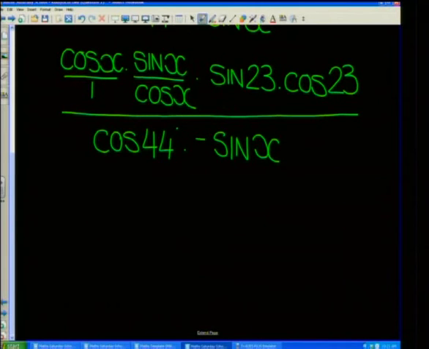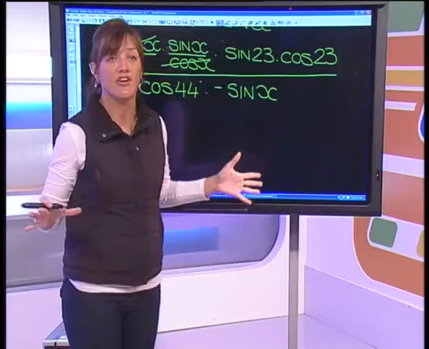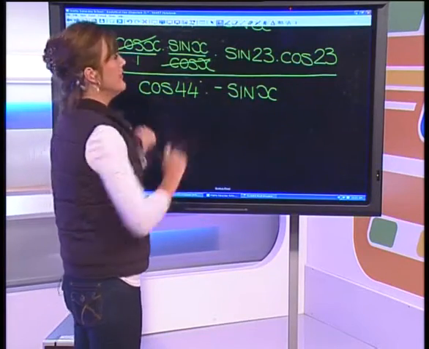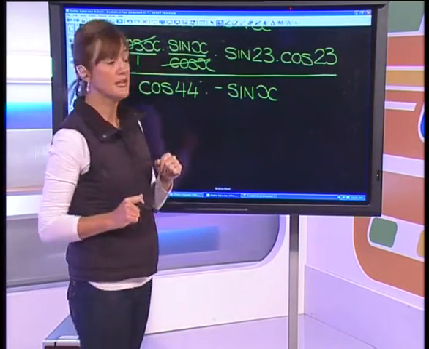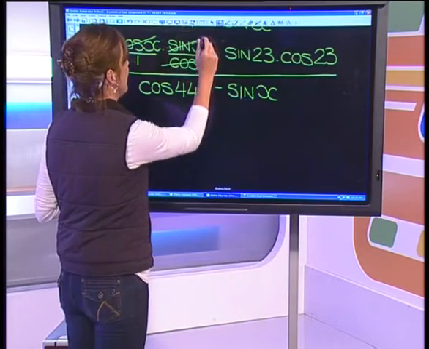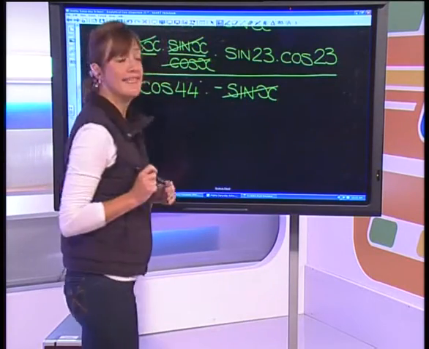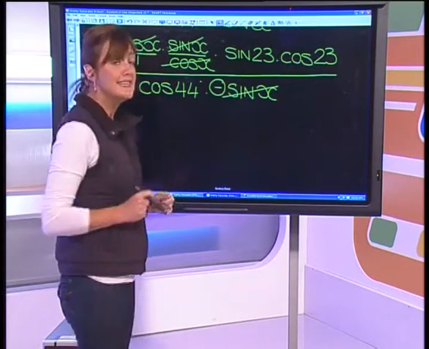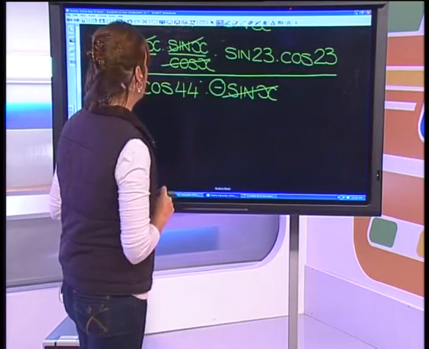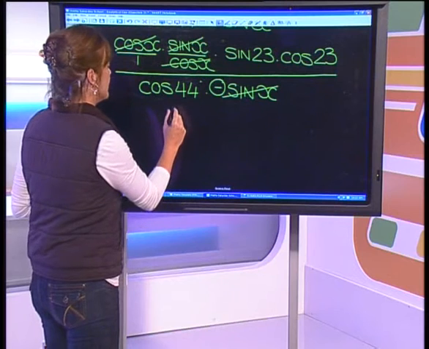Okay, so we have now got this. Can you see that that cos x and that cos x will cancel each other? Great, that's gone. Because everything is being multiplied, you are allowed to cancel top with bottom. Now that works quite nicely for me because that sine x will cancel with that sine x, but please don't forget that that minus is still there. That has not disappeared.